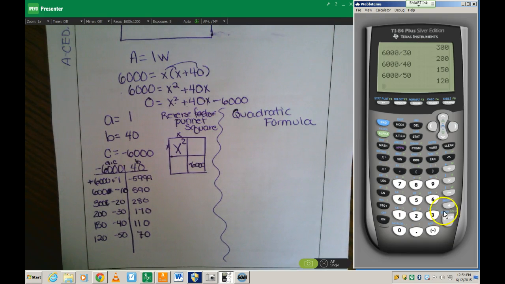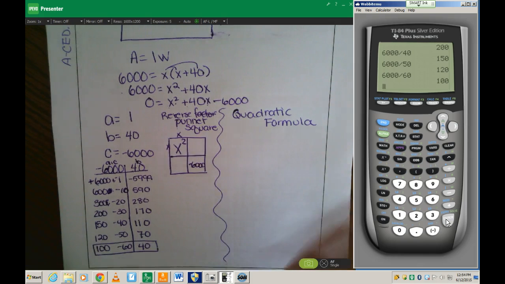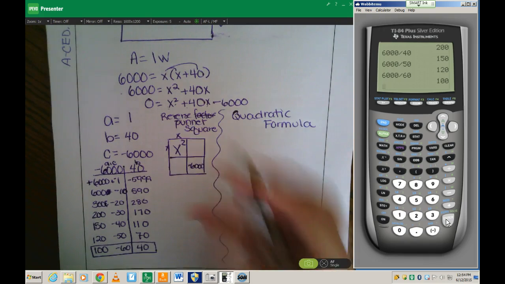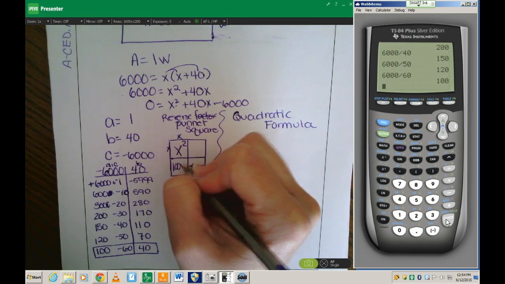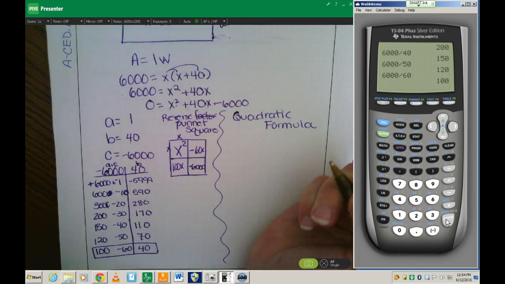Now I'm going to do 6,000 divided by 60. And get 100. Negative 60, positive 40. So now I know, because these are just x's, these numbers go in these boxes. So it doesn't matter which one you put it in. I'm putting 100x here, negative 60x here.